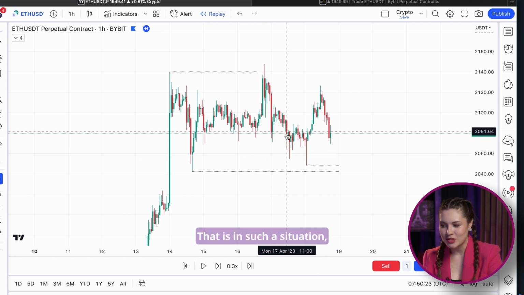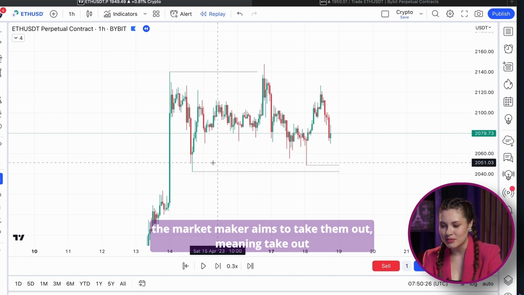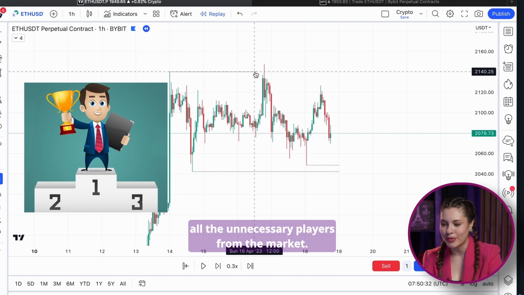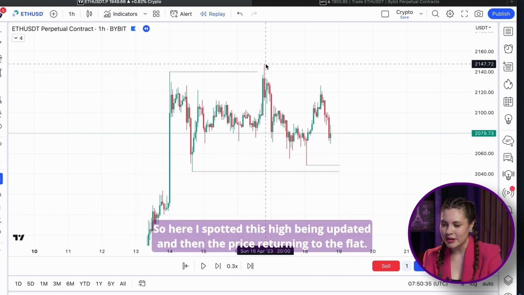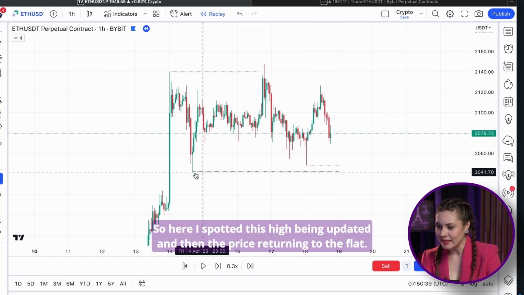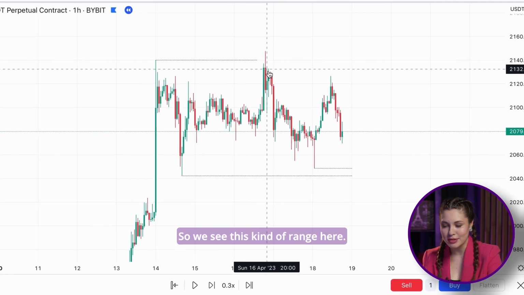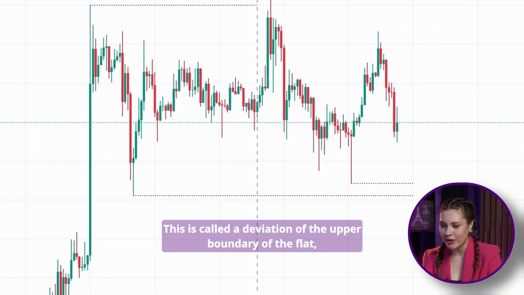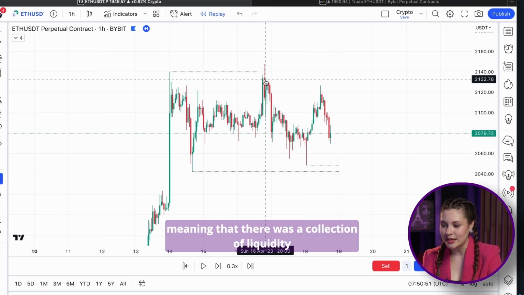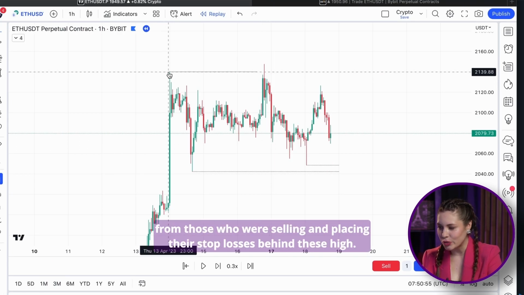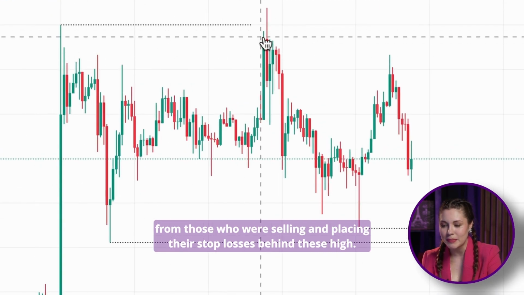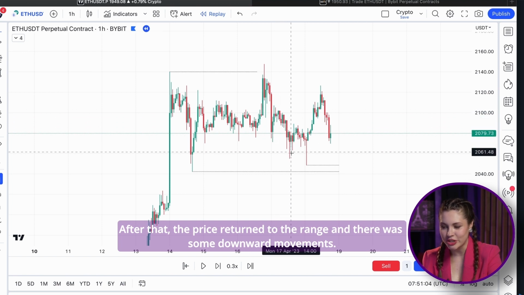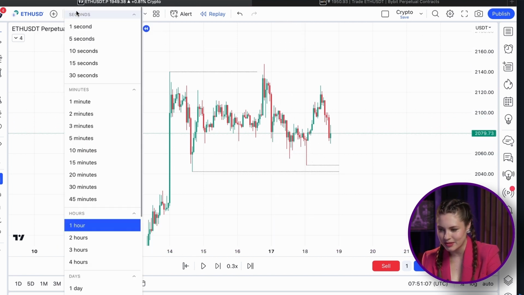That is, in such a situation, the market maker aims to take them out, meaning kick out all the unnecessary players from the market. So here, I spotted this high being updated, and then the price returning to the flat. So we see this kind of range here. This is called a deviation of the upper boundary of the flat, meaning that there was a collection of liquidity from those who were selling and placing their stop losses behind this high. After that, the price returned to the range and there was some downward movement.